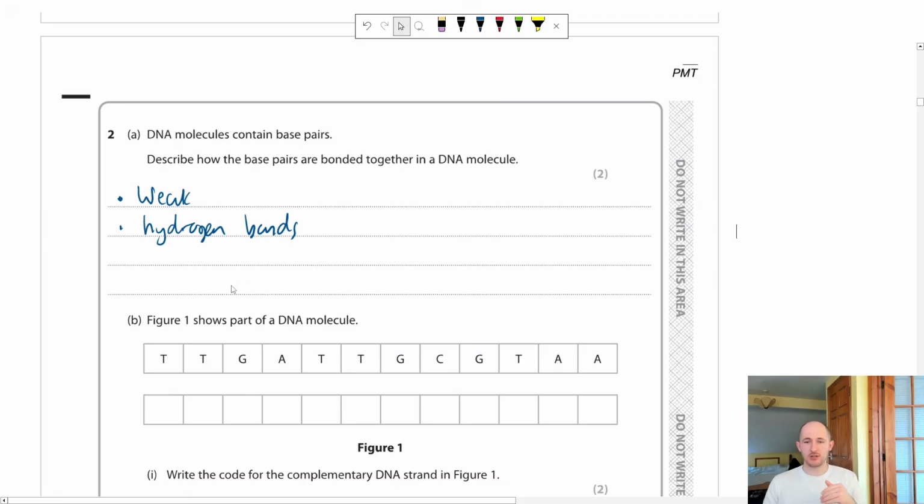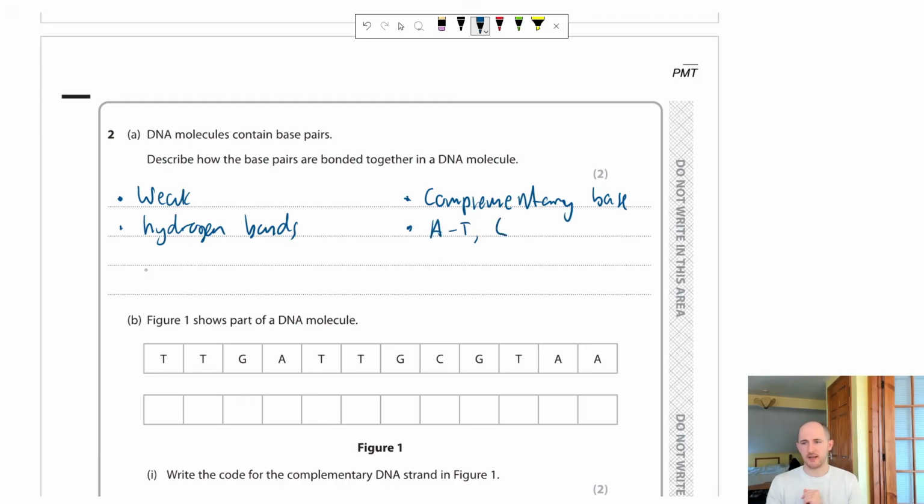The other thing you could say, so these are kind of additional points you can make, is they're bonded with complementary bases. So the idea that every single base has only one other base that it will bond with. And then you can also give an example. So you can either say like A bonds with T, you can say C bonds with G, for example, something along those lines.